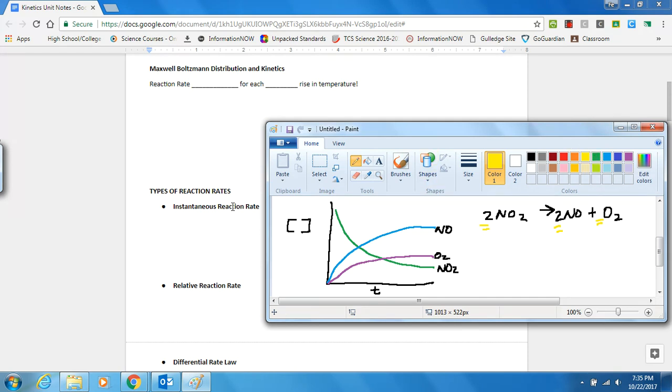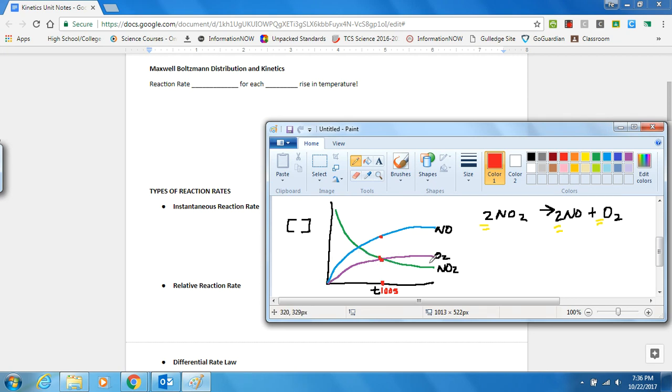Now, going back to instantaneous reaction rate. Let's say we had a time of, let's put this in red, 100 seconds on this little graph here. And I want to know the exact rate of NO2 at 100 seconds, or the exact rate of O2 at 100 seconds, or even the exact rate of NO at 100 seconds. What do I do? How do I find my instantaneous reaction rate?